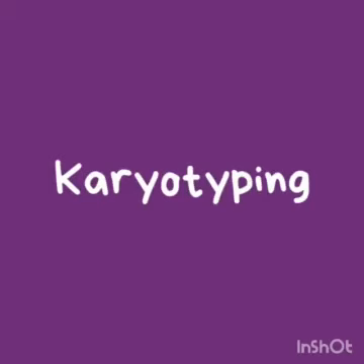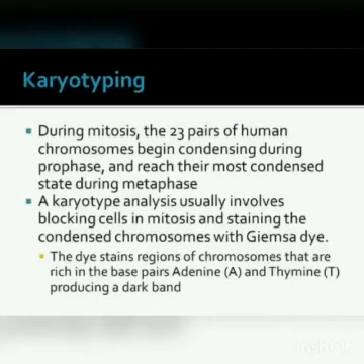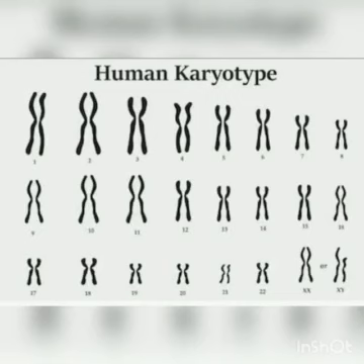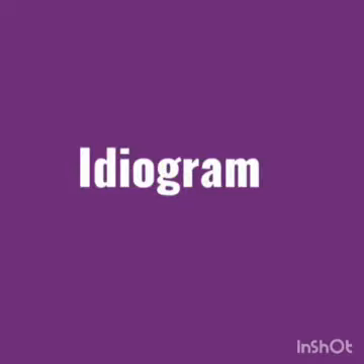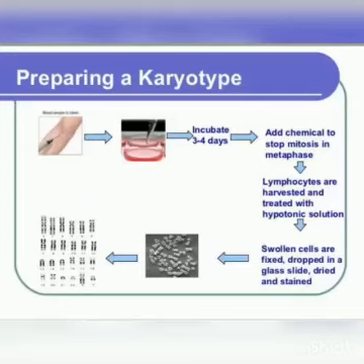Next, we move on to karyotyping. What is karyotyping? Karyotyping is a technique through which a complete set of chromosomes is separated from a cell, and the chromosomes are arranged in pairs. An ideogram refers to the diagrammatic representation of a chromosome. The diagrammatic representation of chromosome is called an ideogram. So how can we prepare this karyotype?